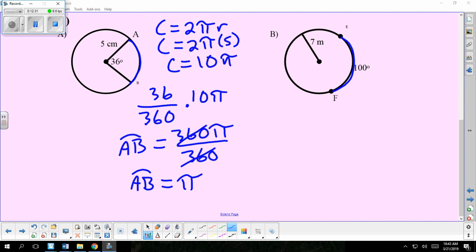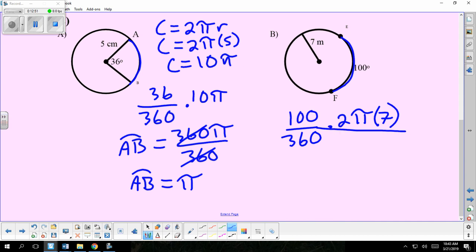All right, so I want to find the length of EF here. So what fraction of the circle does it represent? 100 over 360. And what is the circumference of the circle? 2 pi times 7. Essentially, I can just multiply all of those together on top and then divide by 360. That'll give me some length. Make sure you use the pi button on your calculator.